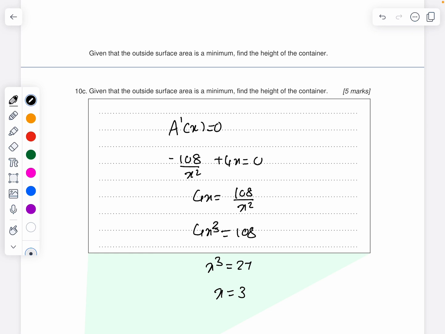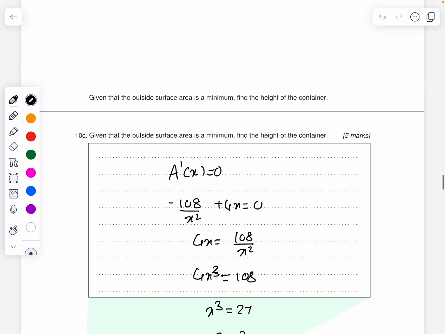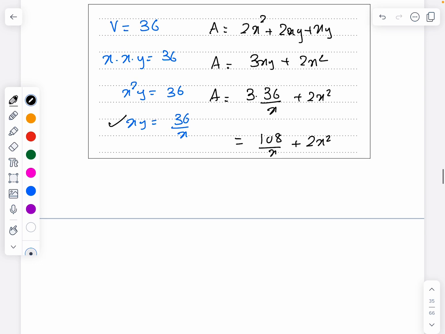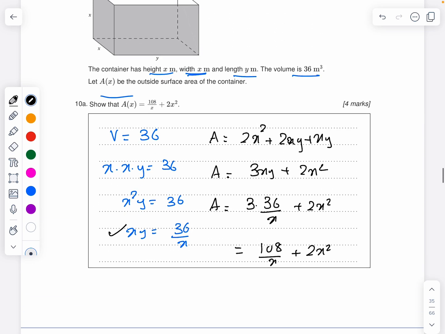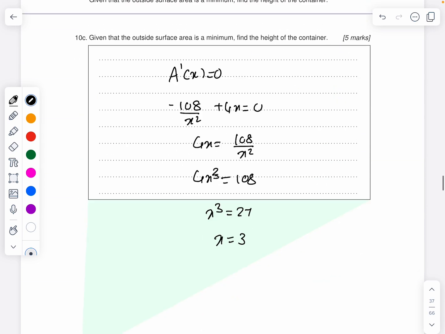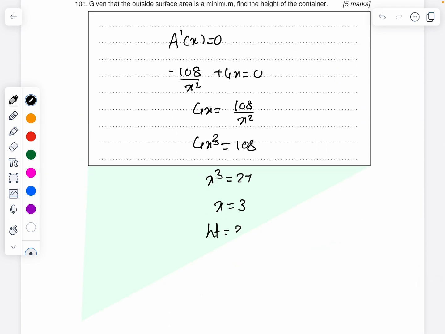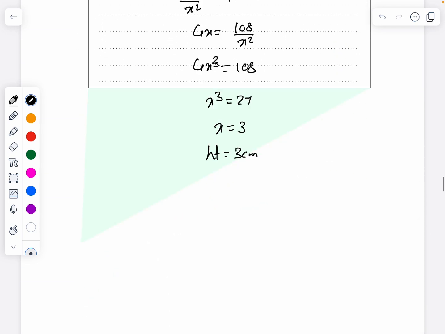If x equals 3, we know that xy equals... what is the height? Height is the x only. So therefore height equals 3. Height equals 3 centimeters or 3 meters.